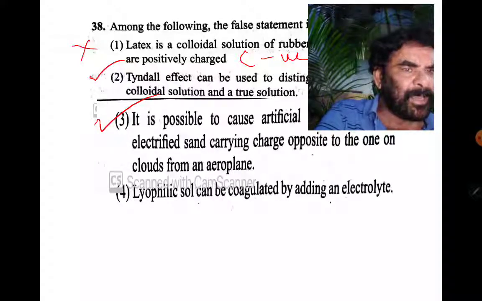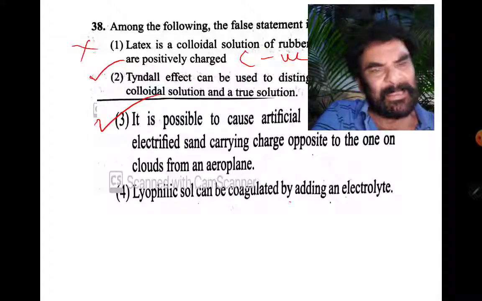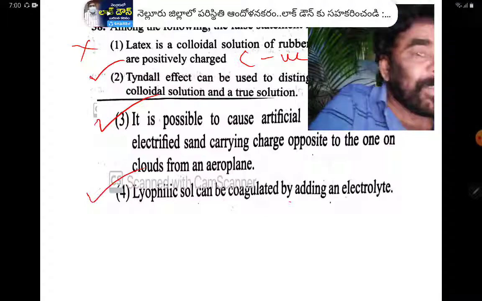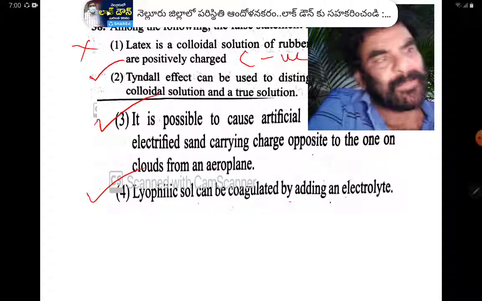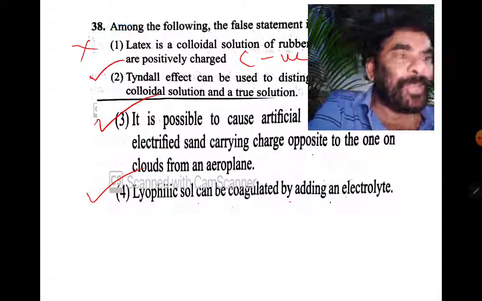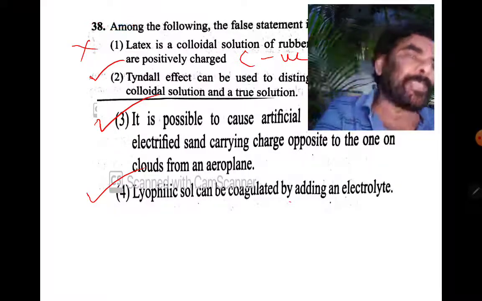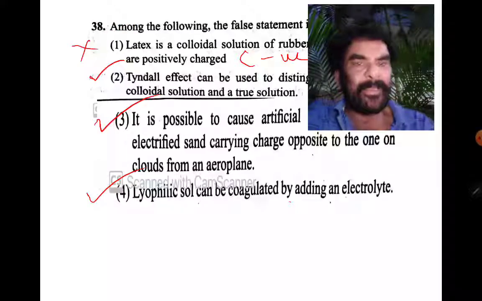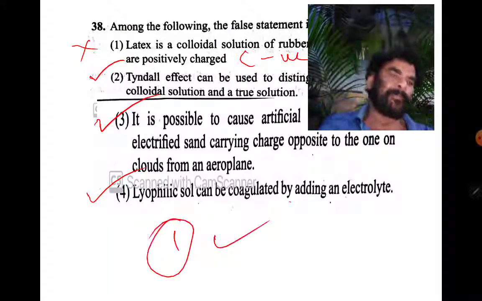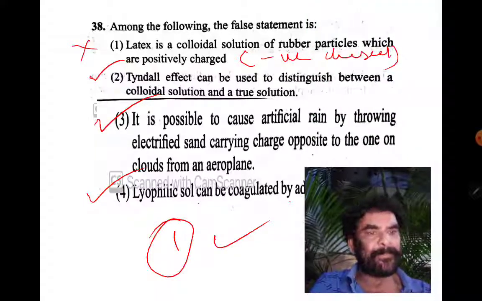Lyophilic sols can be coagulated by electrolytes. Any electrolyte we can use to coagulate. But for lyophobic, a small amount of the electrolyte is required. For lyophilic, more is required. Stability is more, right? So all are correct except one. So 1 is the correct option, right?